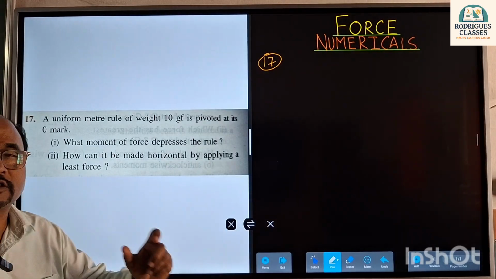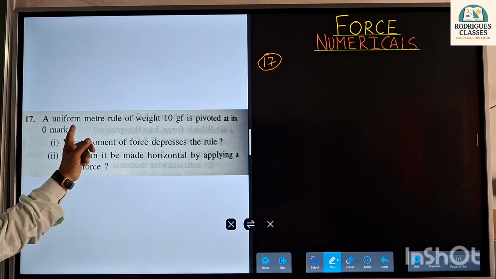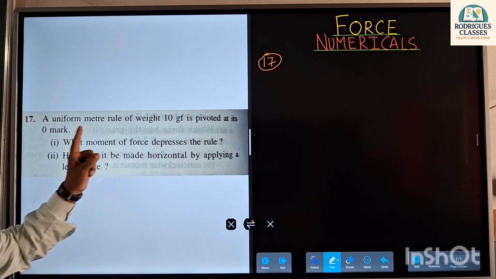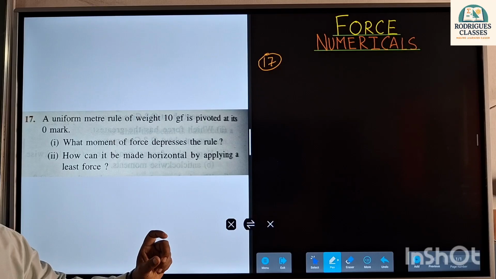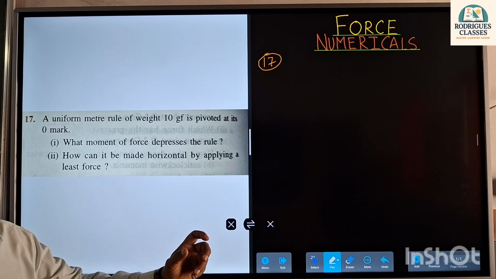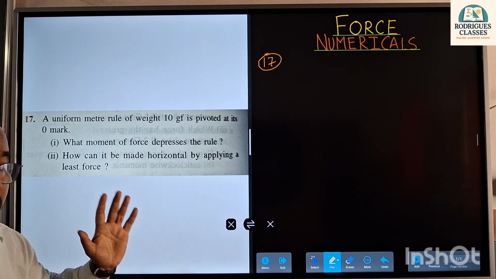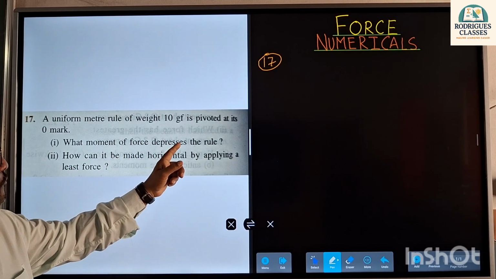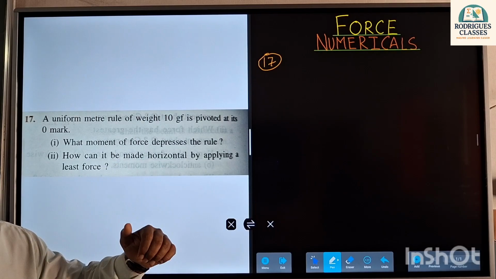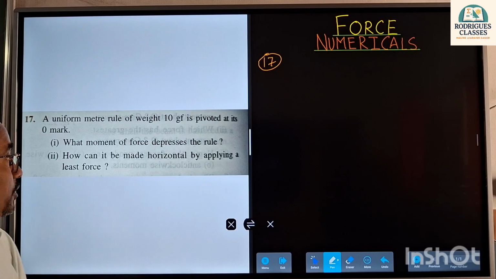Now let's see a very small and important sum in question number 17. A uniform meter rule of weight 10 GF is pivoted at its 0 mark. Pivoted point is 0. So because the pivoted point is not at the center of gravity, the weight of the rule has to be considered here. What moment of force depresses the rule? As a result, it will not be balanced, it will get depressed because of the weight of the rule. So we have to find what moment of force is doing that.